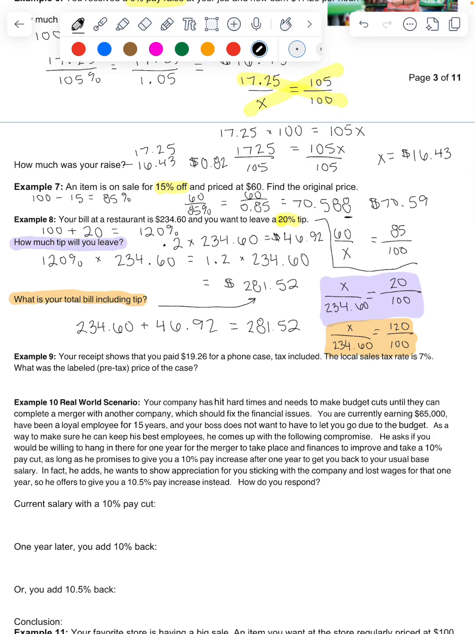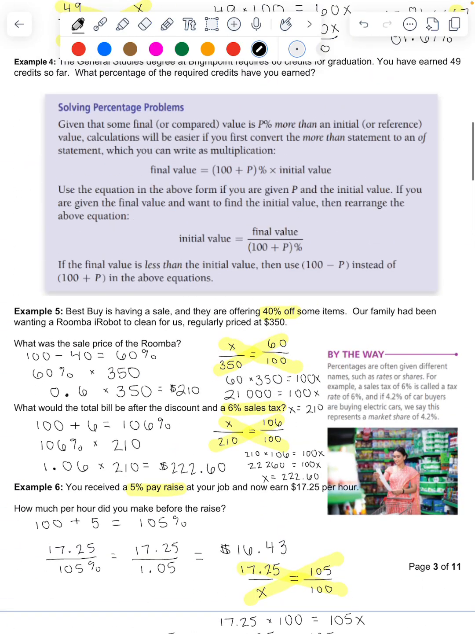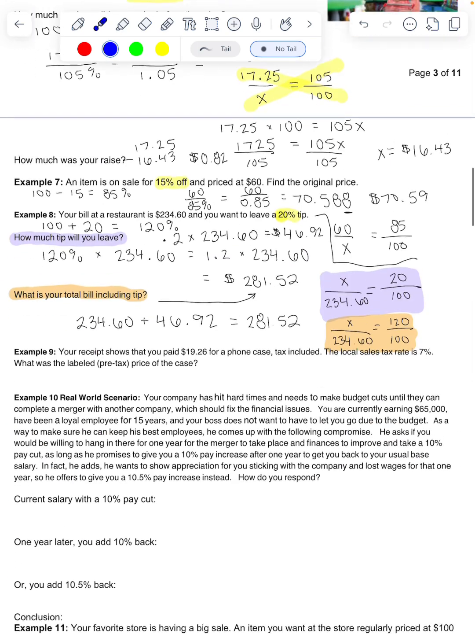Example 9. Your receipt shows that you paid $19.26 for a phone case, tax included. The local sales tax rate is 7%. What was the pre-tax price of the case? So we're trying to find the initial value. We're given the final value. And we have that the tax rate is 7%.